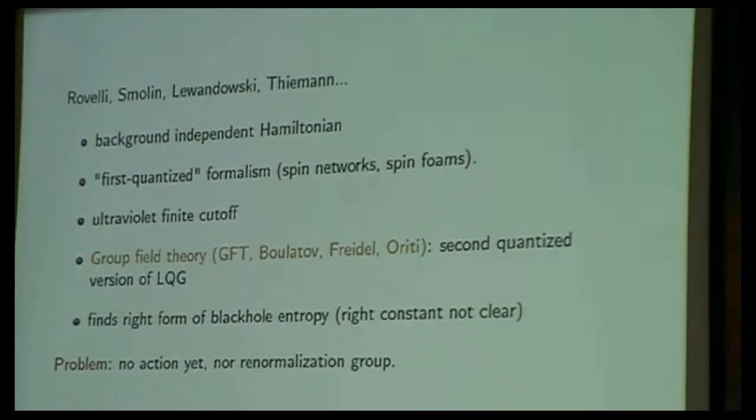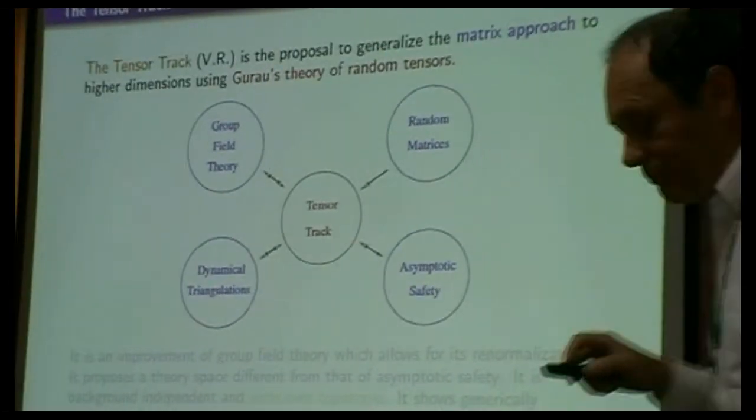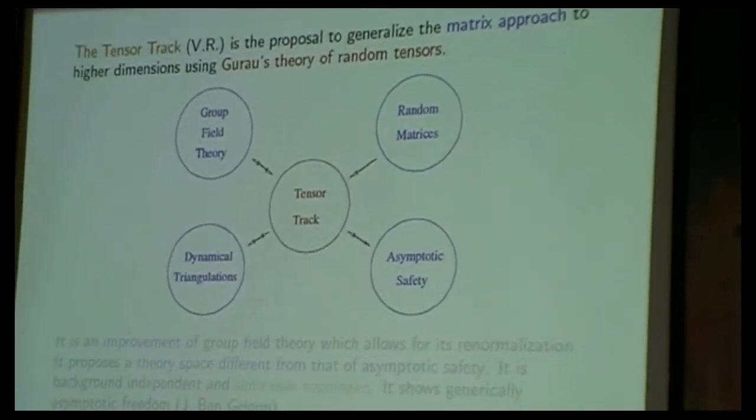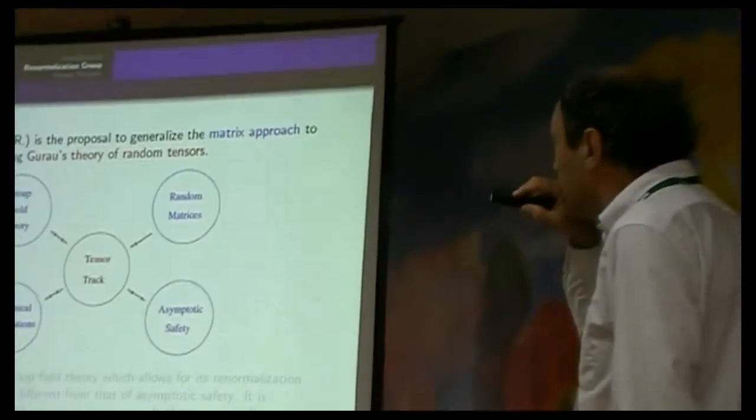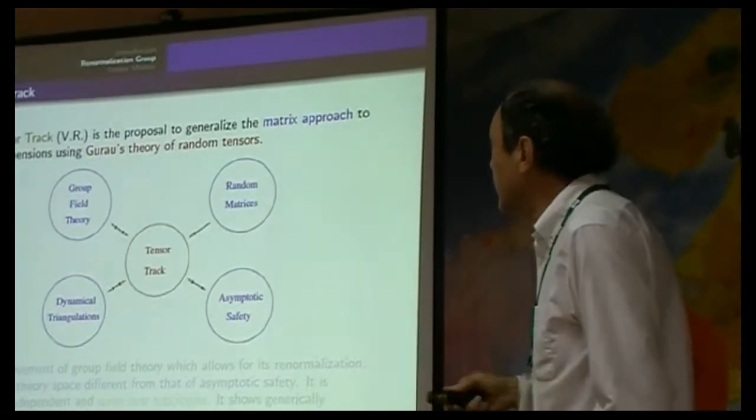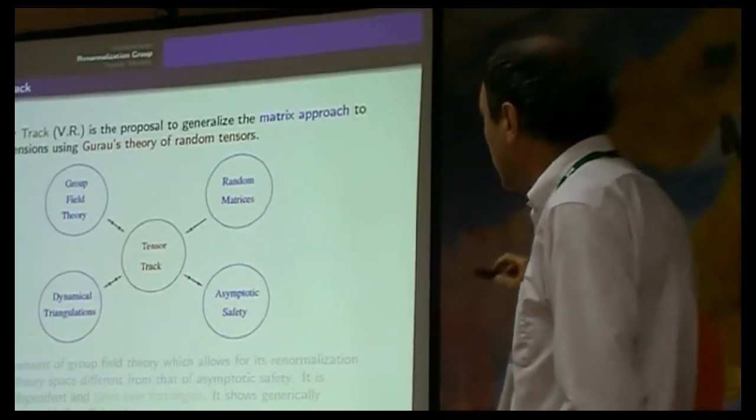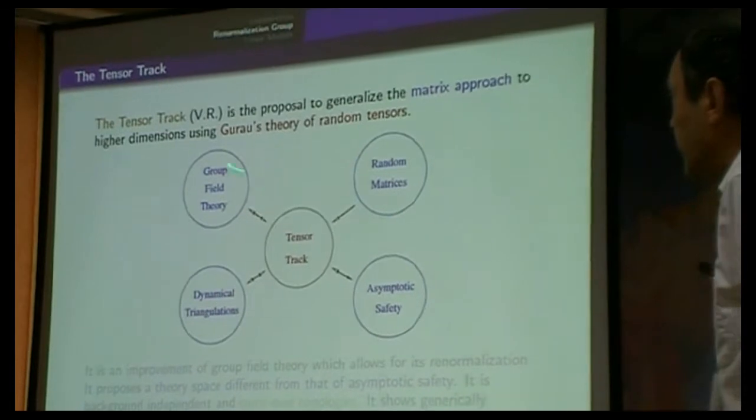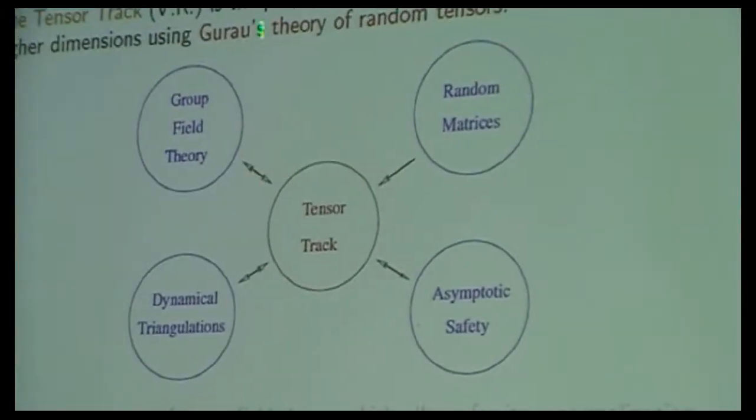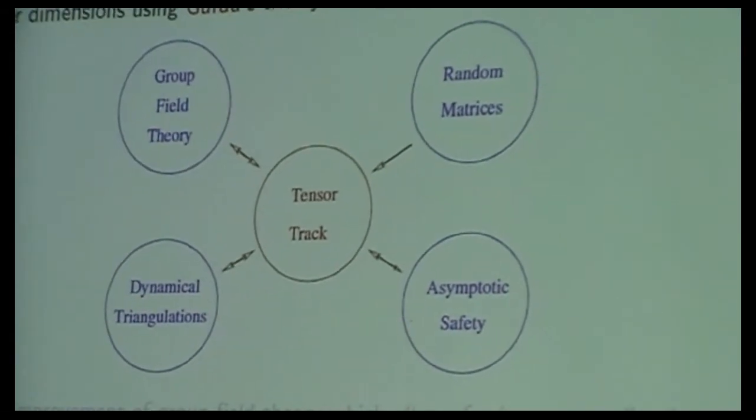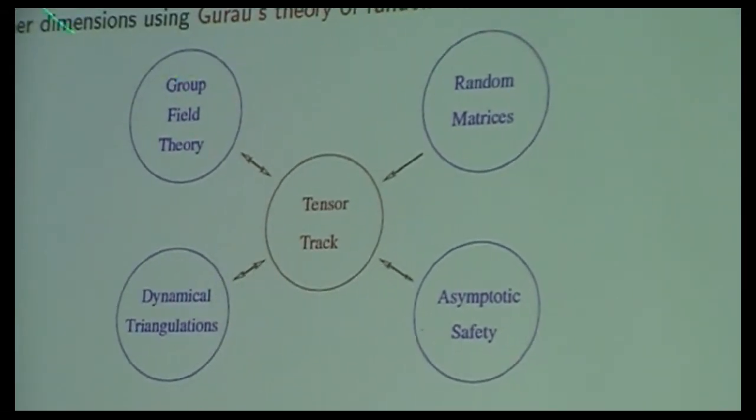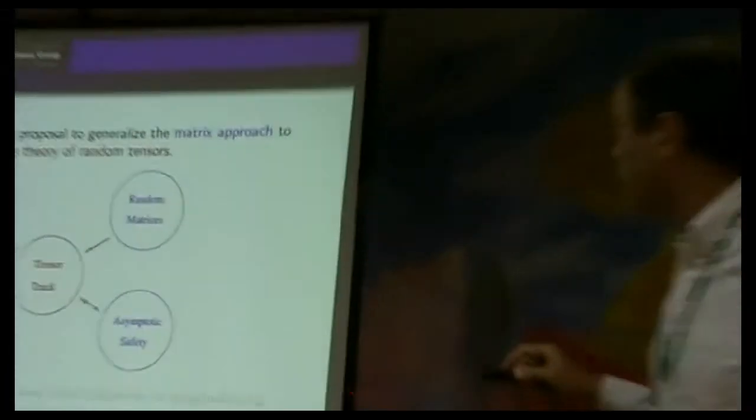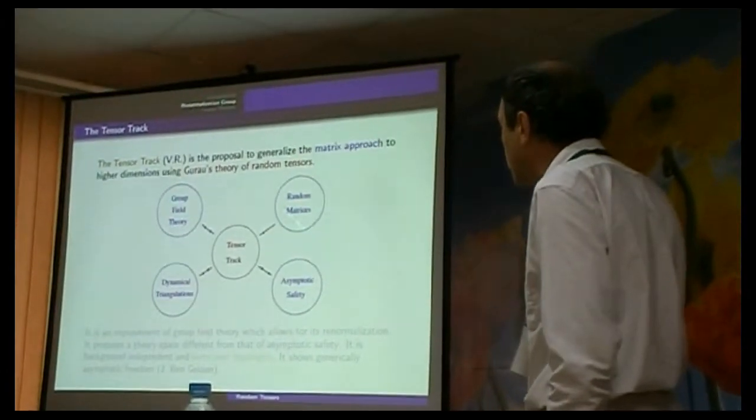So my proposal, which I nicknamed the tensor track, is to try to generalize the second approach I told you about, the matrix approach, to higher than two dimensions by using a natural generalization of matrices. You know, a matrix can be generalized algebraically into a tensor. And there has been recently a better theory of tensors created by Rivasseau. So my proposal is to use this new theory of random tensors to apply it to this problem of quantum gravity.